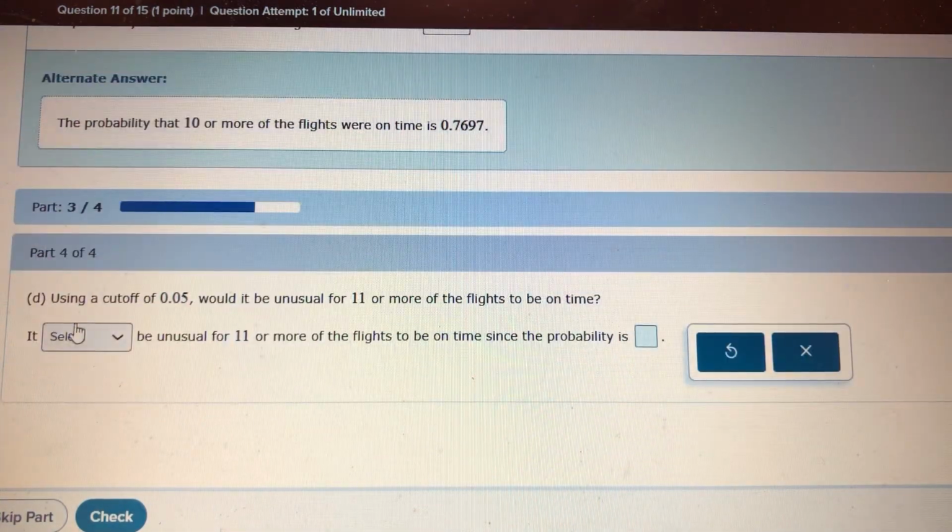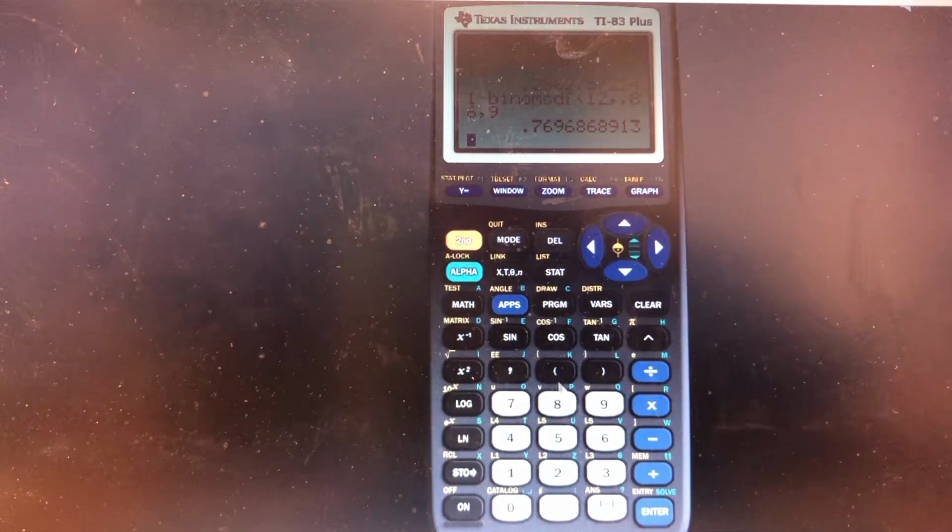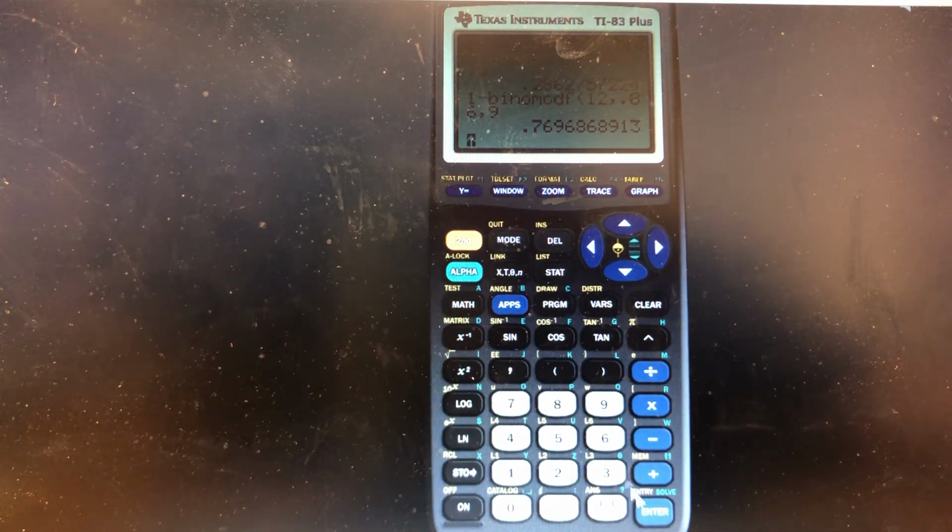And then it says, using a cutoff of 0.05, would it be unusual for 11 or more flights to be on time? So 11 or more is just like 10 or more. I can redo what I just did, but change that last number to 1 higher, make that a 10, since for 11 or more, the opposite of that is 10 and down.